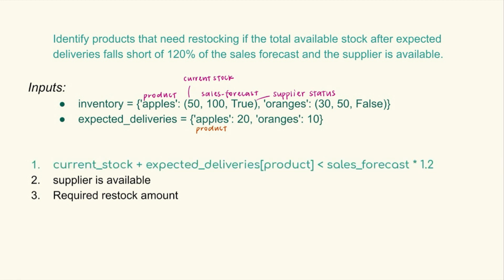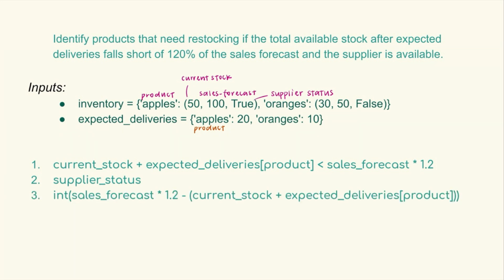In this first requirement, we need to see if our stock is lower than 120% of the sales forecast. To get this, we can add up the current stock and expected delivery and compare it to 120% of the sales forecast. For the second requirement, supplier status is already a Boolean, so you can use it directly.